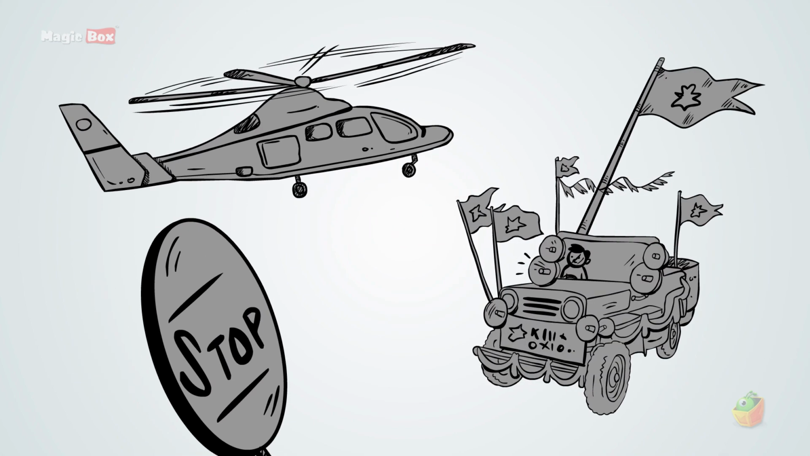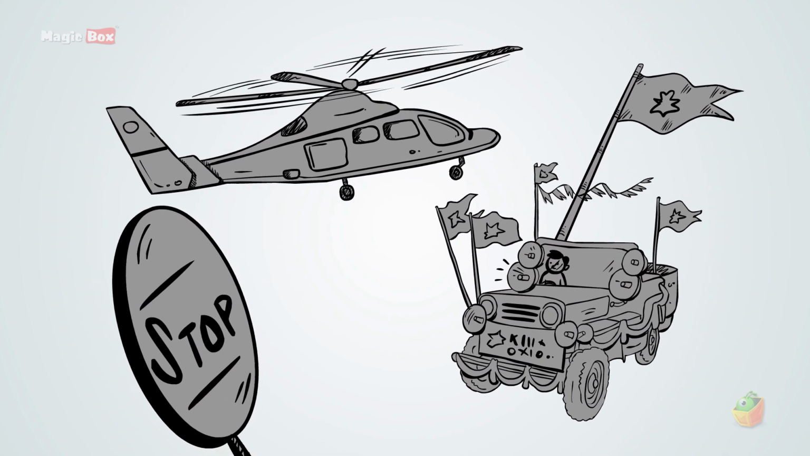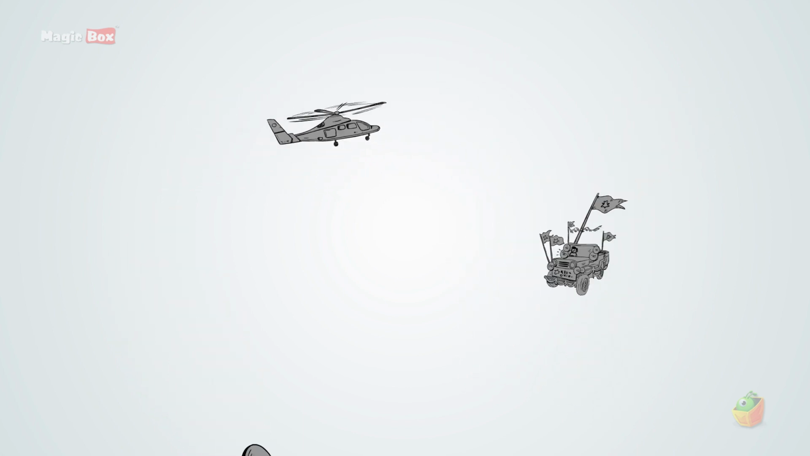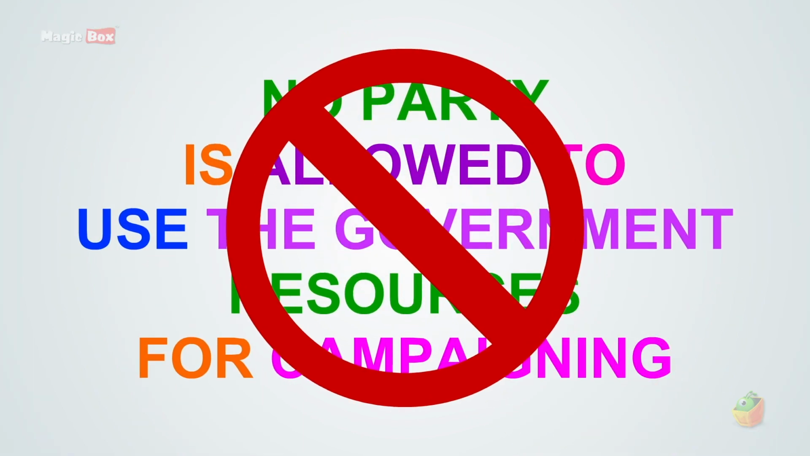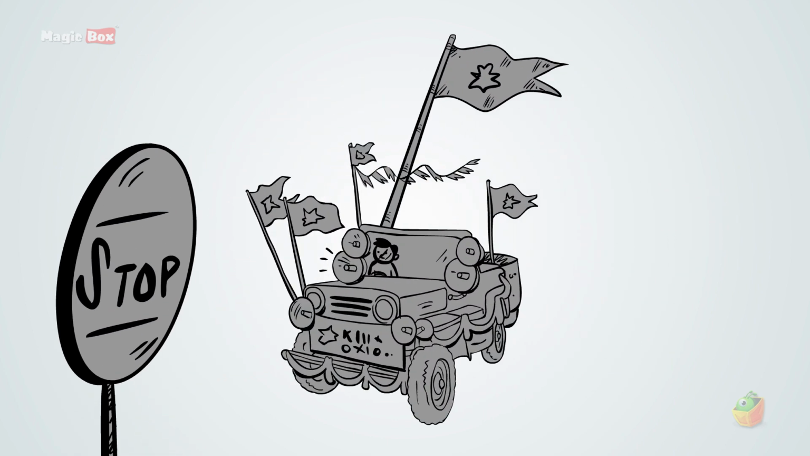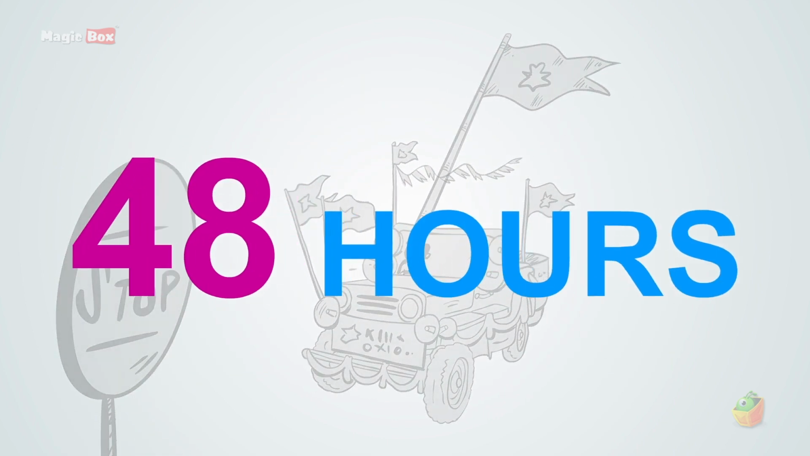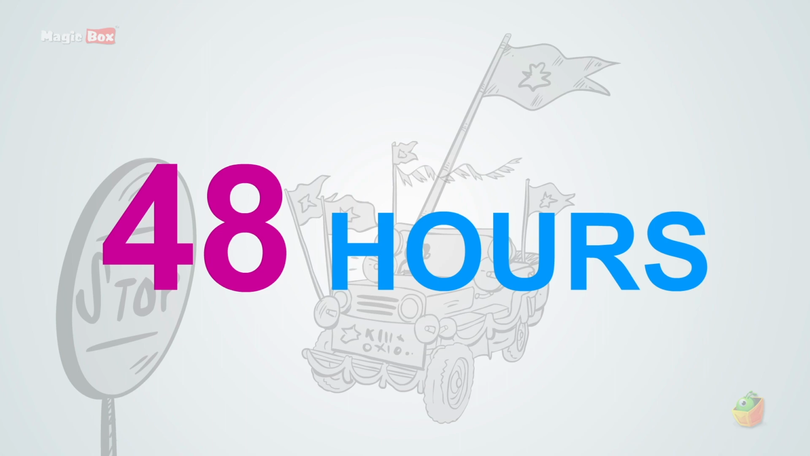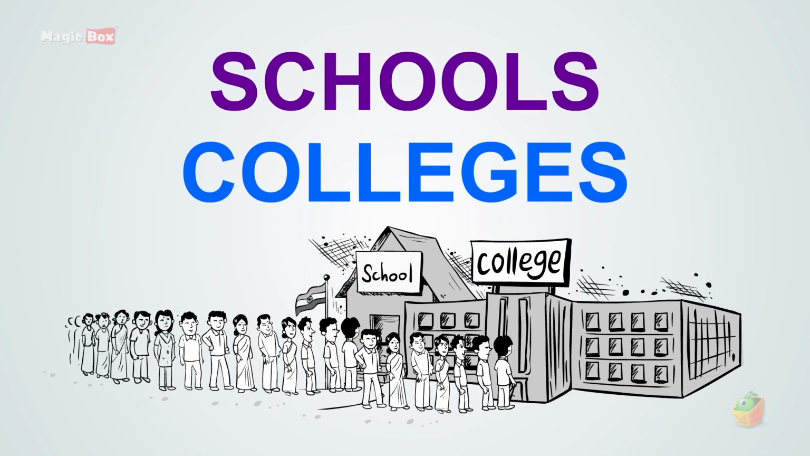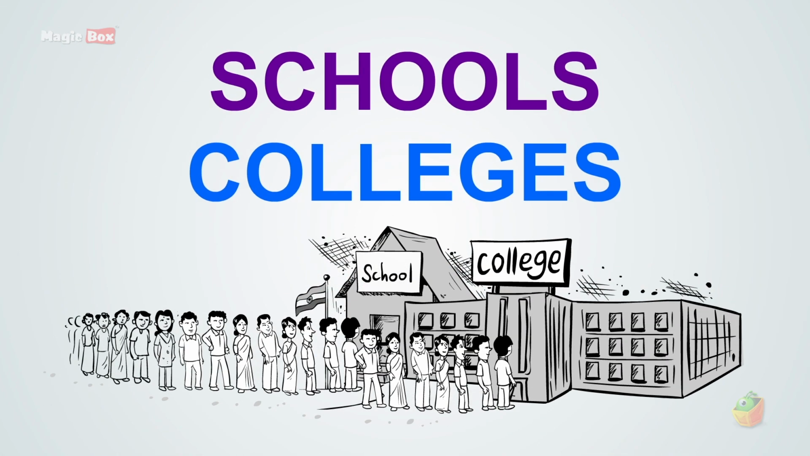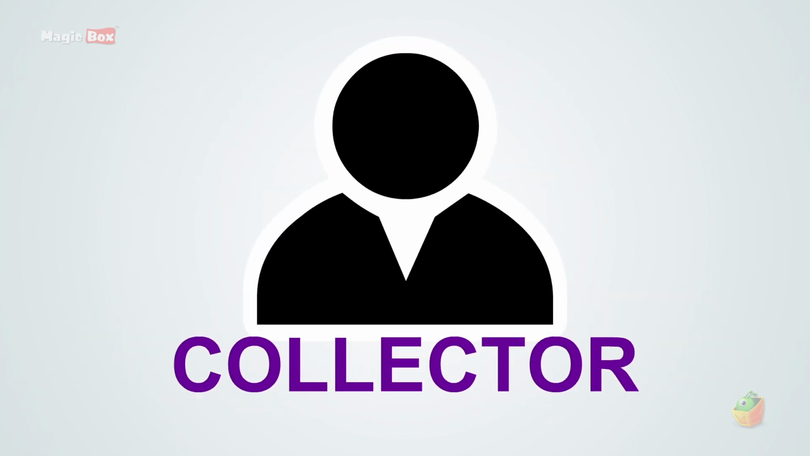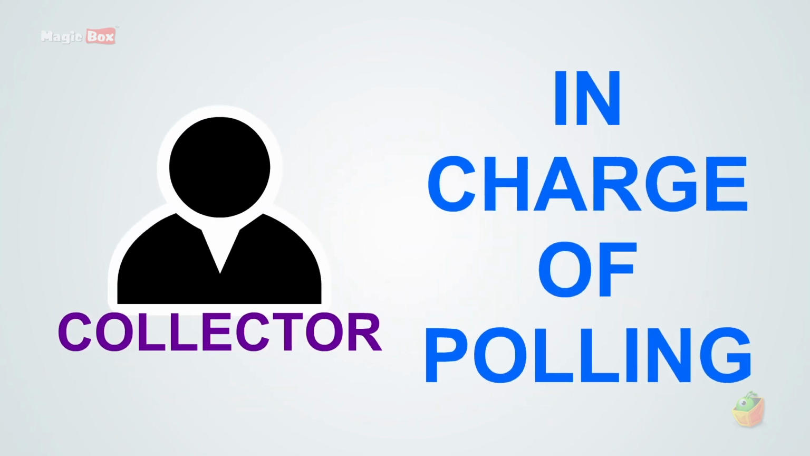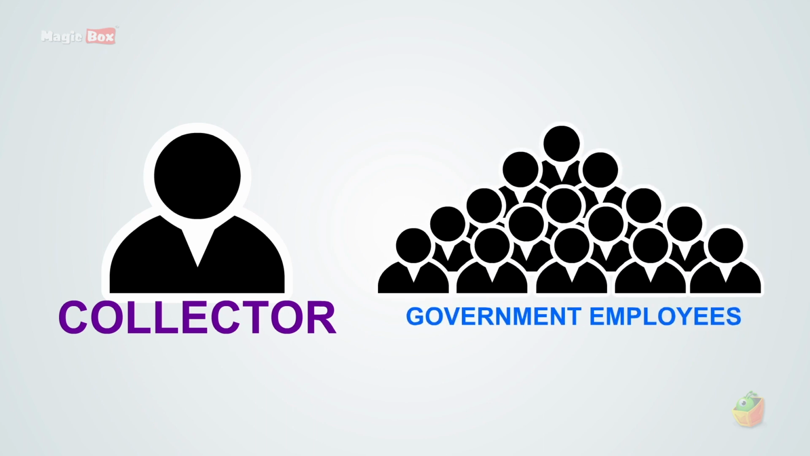The Model Code of Conduct comes in force from the day the dates are announced. No party is allowed to use government resources for campaigning. The Code of Conduct stipulates that campaigning be stopped 48 hours prior to the end of polling. Government schools and colleges are chosen as polling stations. The collector of each district is in charge of polling. Government employees are employed at many of the polling stations.